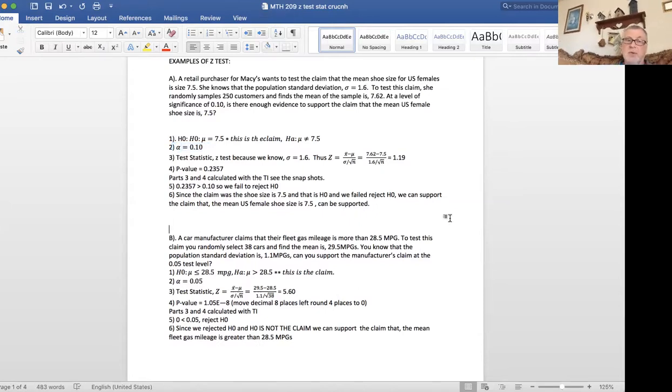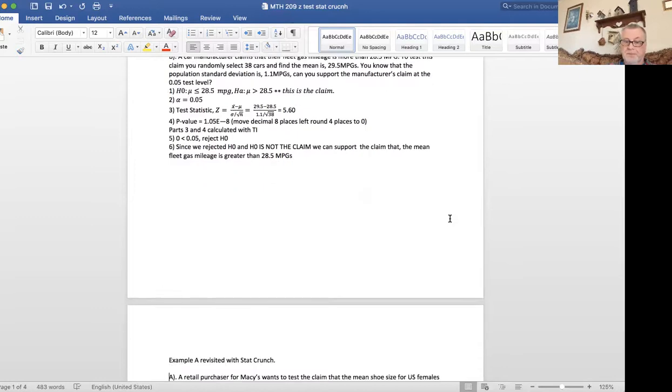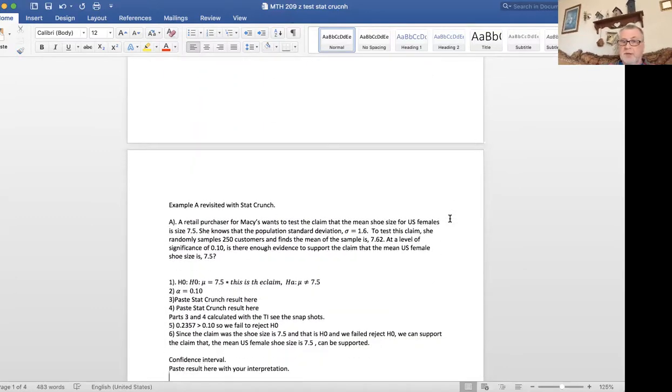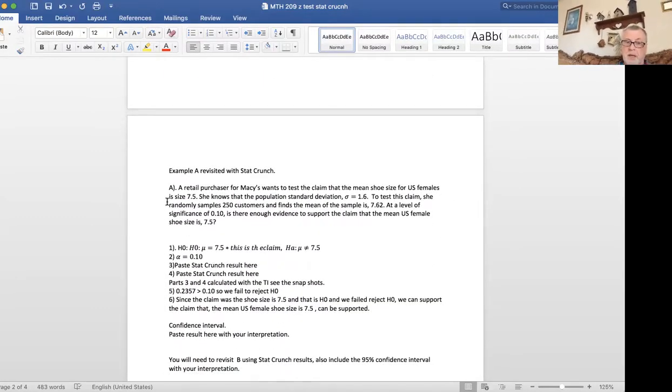Let's take a look at how we would do this with StatCrunch now. With StatCrunch, we have the same problem, and we're going to have the same H0. H0 is the claim here, HA, because it's the same problem, does not equal 7.5. Same level of significance. What we're going to do, instead of generating 3 and 4 with the calculator, we're going to generate 3 and 4 with the StatCrunch program. We're going to take a snapshot and paste it in here. Our p-value is going to be the same. You're going to have the same conclusion. So let's take a look at how we can do that.